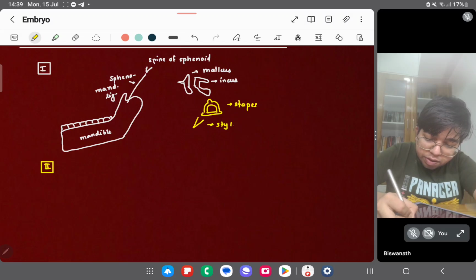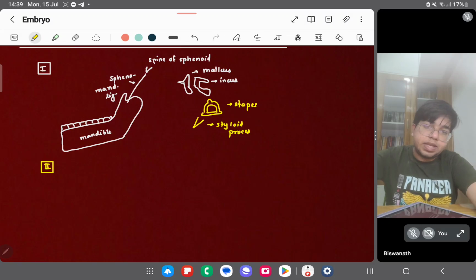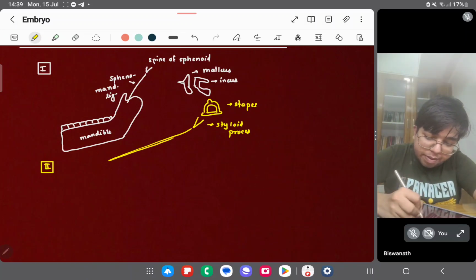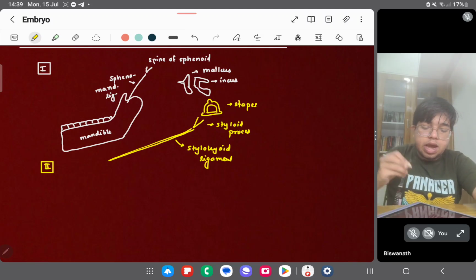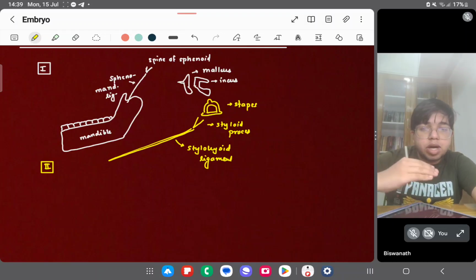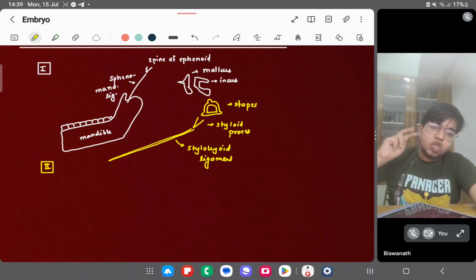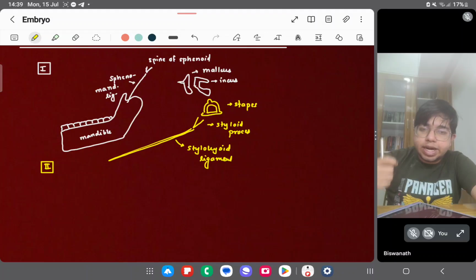Styloid process. We have a ligament which goes from the styloid process to the lesser cornua of the hyoid bone, known as the stylohyoid ligament, right? So here we have our stylohyoid ligament. And here we have our hyoid bone. In the neck region, we have the hyoid bone, and the hyoid bone has an upper body and a lower body, and there are two cornua, two horn-like projections on the hyoid bone. One is the lesser cornua, one is the greater cornua, right?